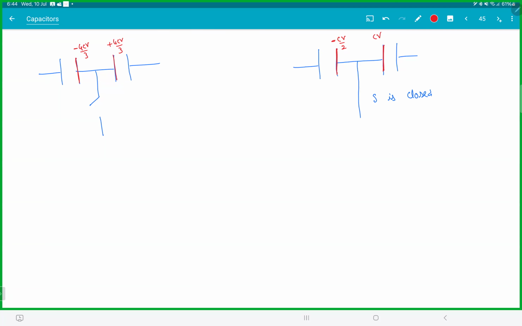Now tell me one thing. If you look at these plates here and the switch together, this is completely an isolated system. They're not touching anyone. Now initially you had 0 charge. Now suddenly you have CV by 2 charge. Where did you get this from? The only way charge can flow through these two plates is through the switch, isn't it? Is that making sense? If you look at these 3 plates here, this whole system is isolated.